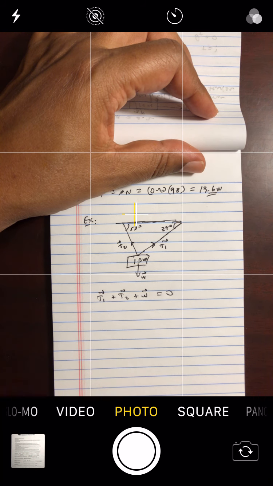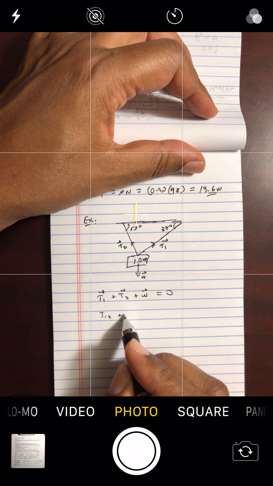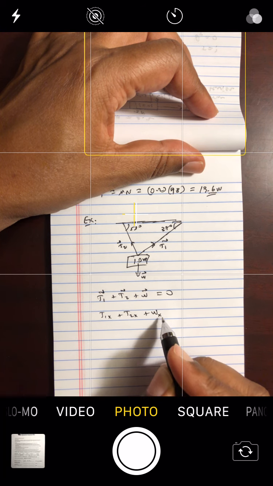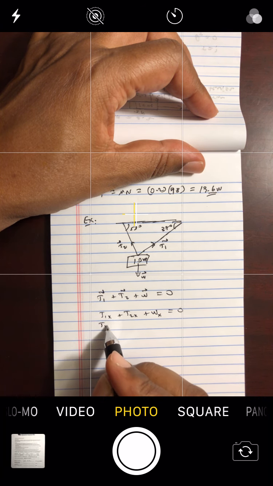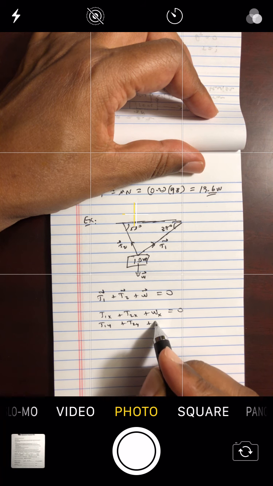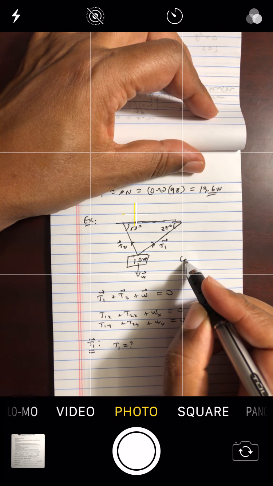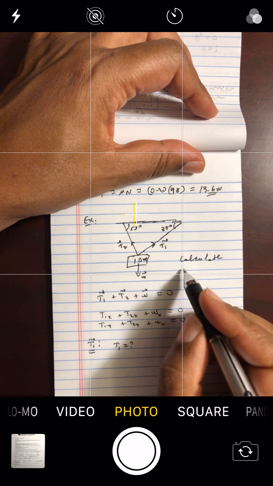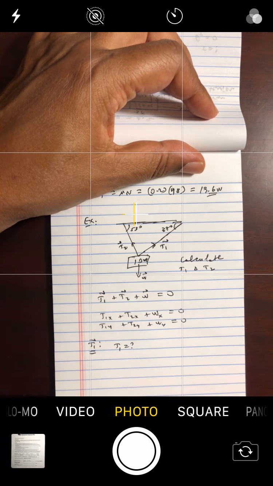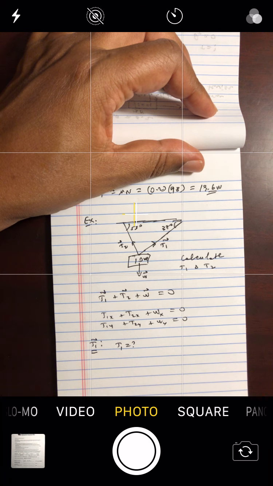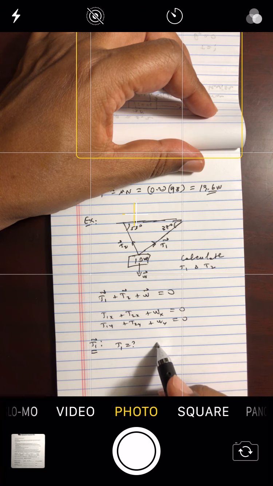If you want to use the component form, that will be T1x plus T2x plus Wx equals 0, and then T1y plus T2y plus Wy equals 0. So we need the components. Let's start with T1. What do we know? We don't know the magnitude of T1. That's actually the question: calculate T1 and T2, the magnitudes of the tensions. We know the directions. We want to find the magnitudes. So we don't know T1, but we know its direction. Let's call it theta 1.